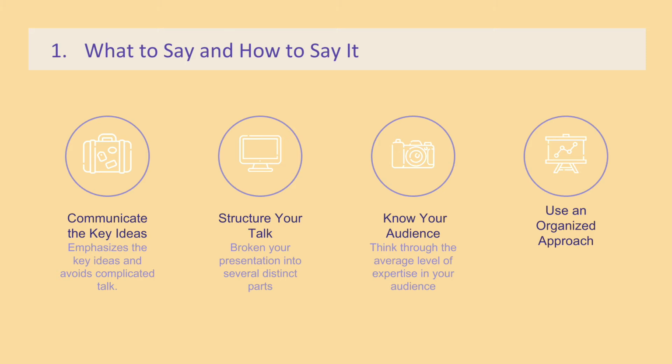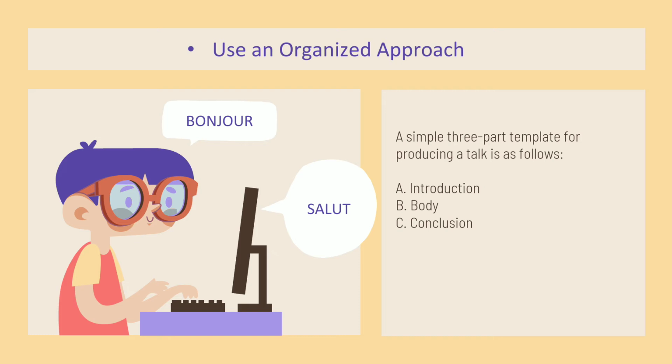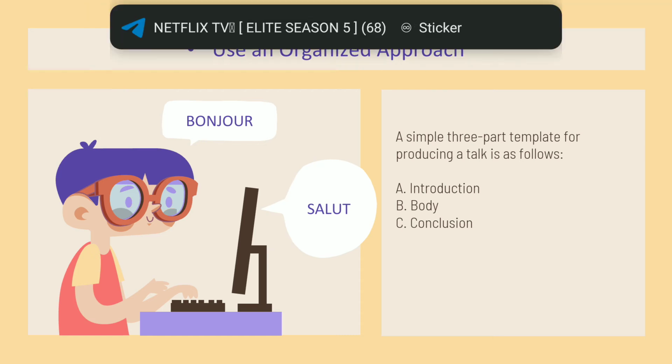Now, your audience. Think of the average level of expertise in your audience and present your results according to that. Use an organized approach. A simple three-part template for producing a talk is as follows: introduction, body, conclusion.